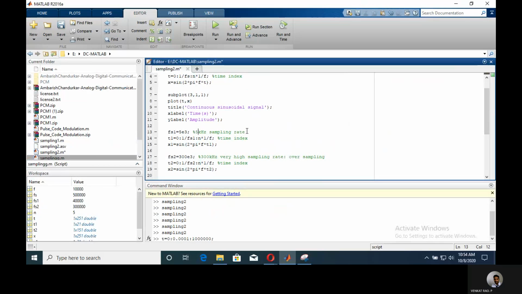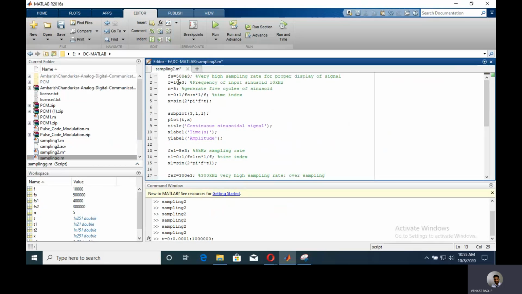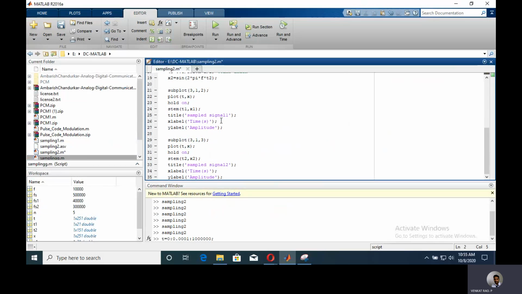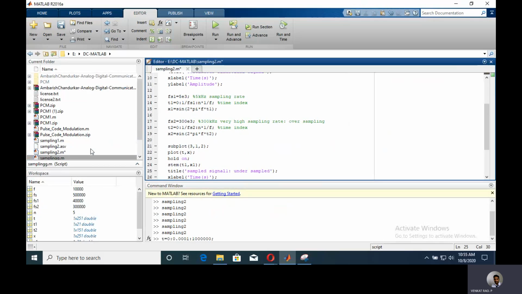Now, the sampling frequency is 5 kHz and the input signal frequency is 10 kHz, so we can clearly observe that Fs is less than 2 Fm. So we can clearly say that it is an undersampling frequency. You can give the title for sample signal 1 as undersampled.